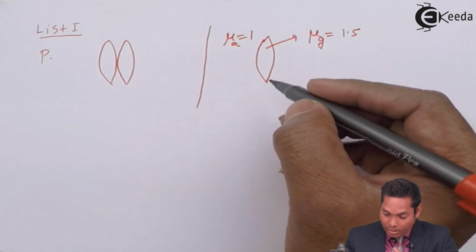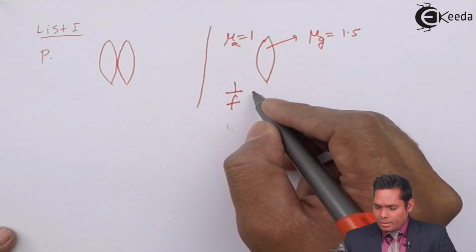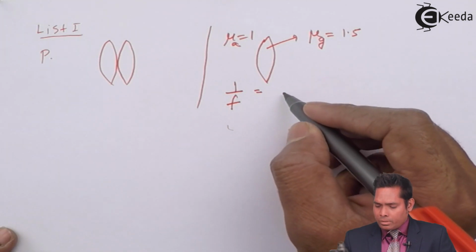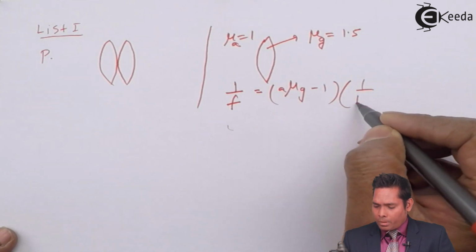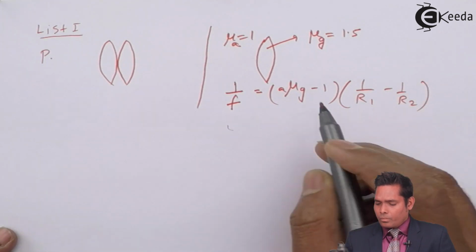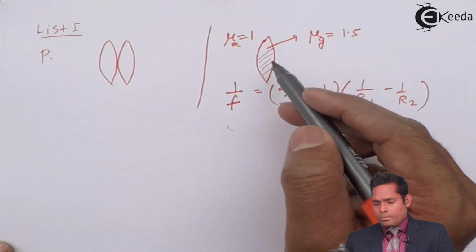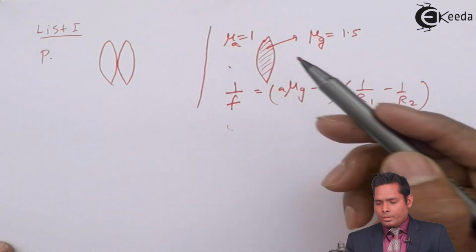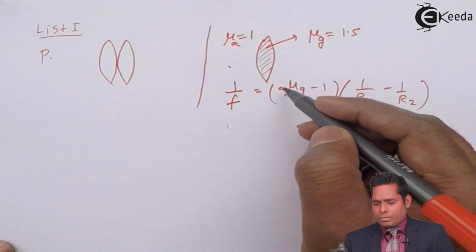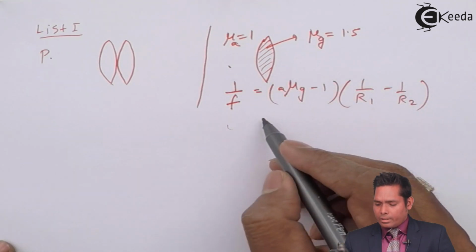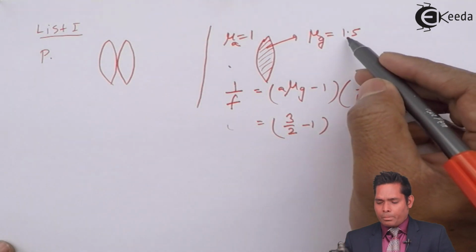Now I have to find the focal length of a single convex lens, that is 1 upon f equals mu minus 1, that is mu of glass with respect to air minus 1, times 1 upon R1 minus 1 upon R2. This is the refractive index of this lens with respect to the medium, which is air. If the lens is suspended in water, then we write the refractive index of glass with respect to water. But here it is air, so it is 1.5, that is 3 by 2, minus 1. This is given as 1.5, which is 3 by 2.